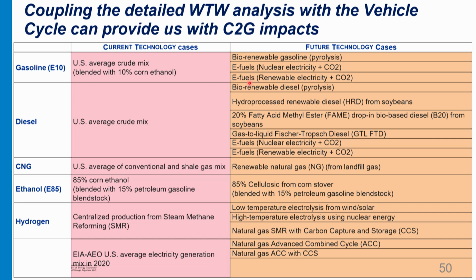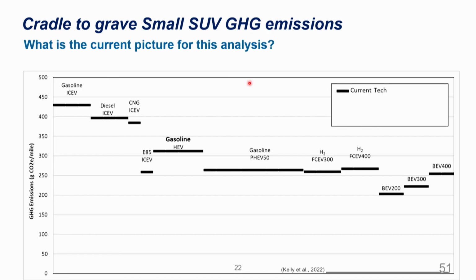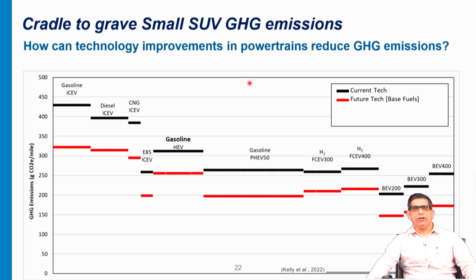Coupling a detailed well-to-wheel analysis with the vehicle cycle can provide us with the cradle-to-grave impact. So, total impact can be incorporated, for both current and future technology. Cradle to grave is small-scale SUV GHG emission. What is the current picture? As you can see, all those different emissions come out for current technology. Now, you look at the future technology in terms of the base fuel.